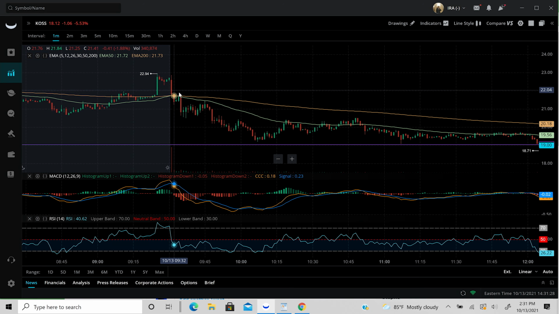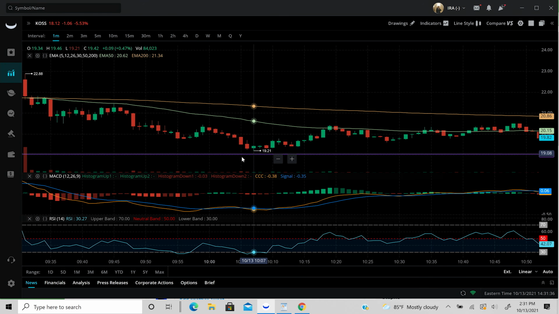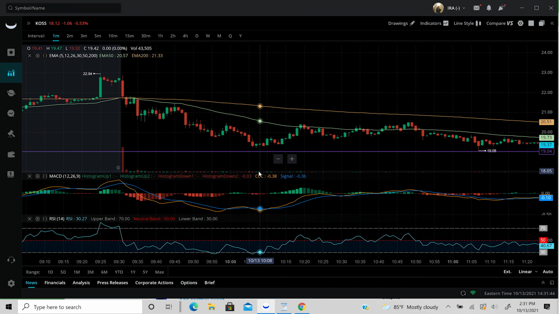So, what happened? COST, acting as a pump and dump, dipped below the 200 and the 50 EMA. But look where it came to. It came all the way down at or about to support. Now, I entered this trade at 19.25. I said, okay, now's the time to go.